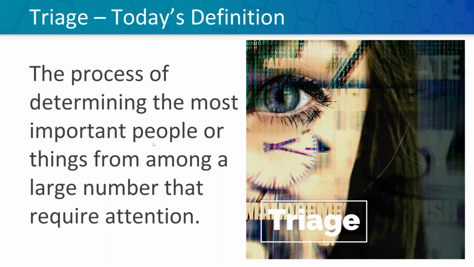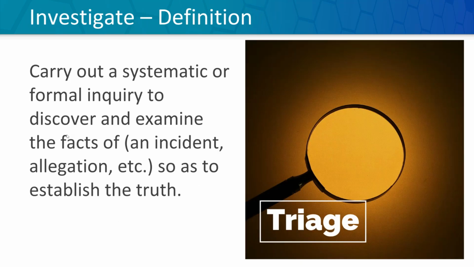So let's just step through, and this is today's definition, simplified. It's the process of determining the most important people or things from amongst a large number that require attention. So pretty simple, most important people or things from among a large amount. Basically what we were talking about in the introduction and kind of how we saw it in the medical, but moving forward. But let's pair that with investigate.